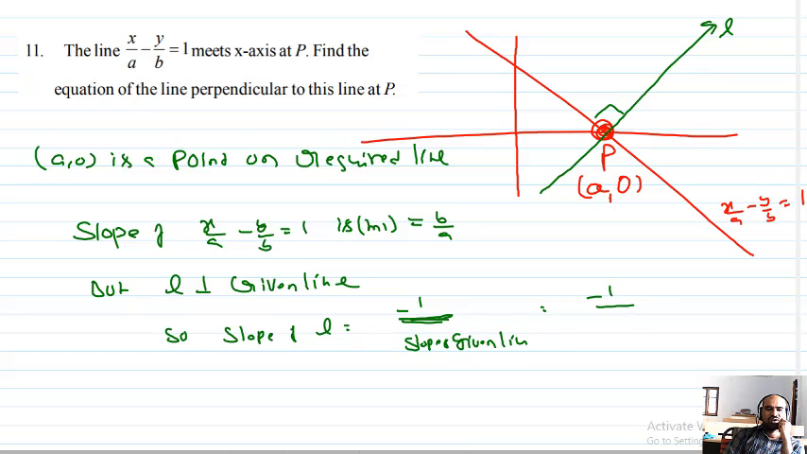That is equal to minus 1 by b by a. That is equal to minus a by b. Slope is minus a by b. Point is (a, b). Now I can find the equation of L directly.